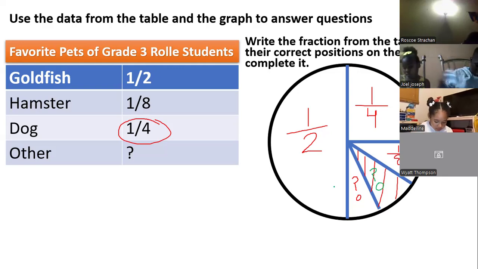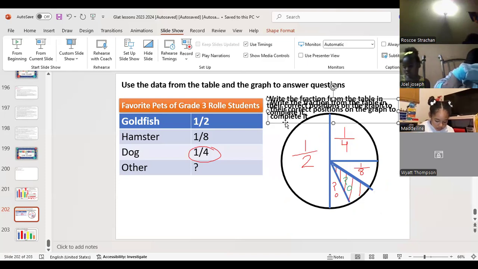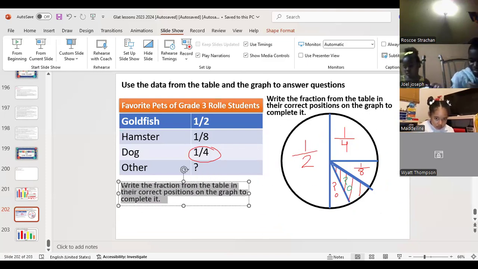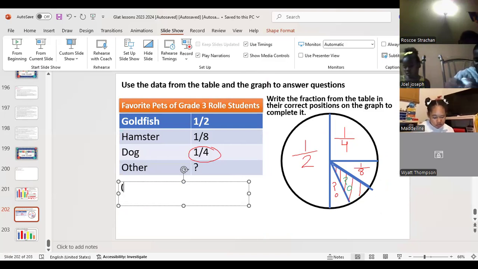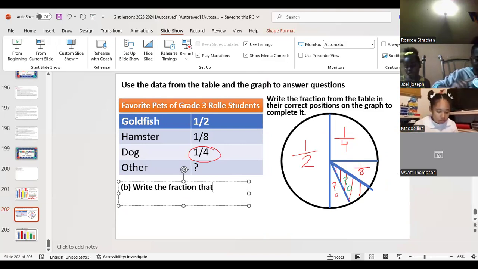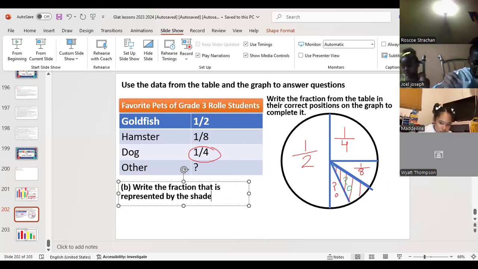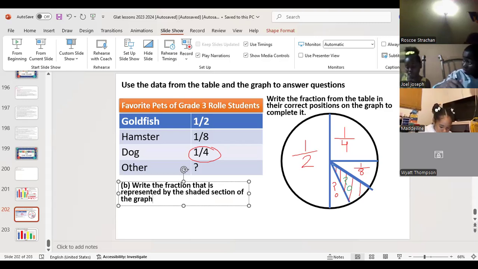And so the first question says, B, write the fraction that is represented by the shaded section of the graph. Write the fraction that's represented by the shaded section on the graph.